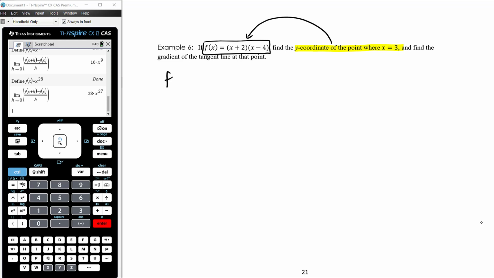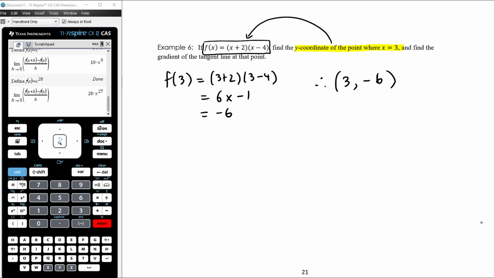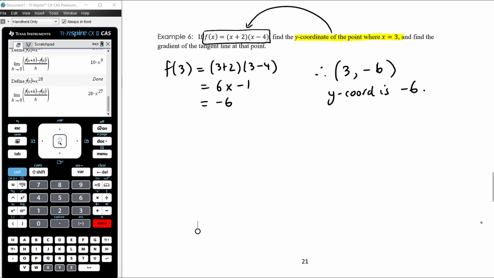So f of 3 equals 3 plus 2 times 3 minus 4, which means we get 6 times negative 1, so negative 6. So therefore, we go through the point 3, negative 6. So the y coordinate is negative 6. So that's the first part of the question. Then find the gradient of the tangent.